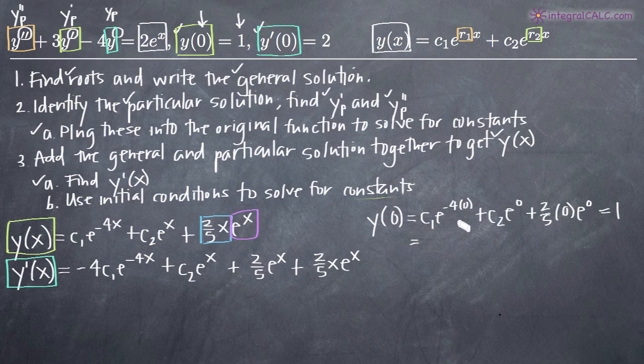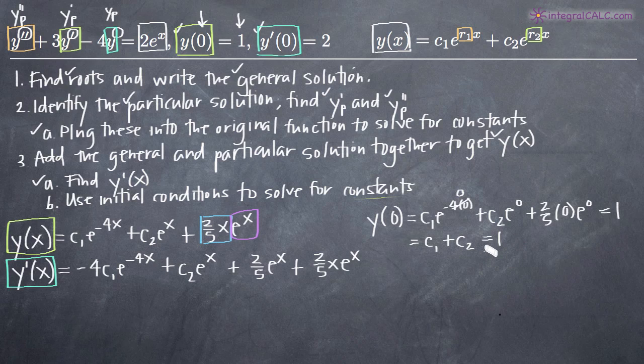When we solve this, we'll get here e to the 0. Anything raised to the 0 power is 1. So this e to the 0 is just going to become 1, which will just leave us with c sub 1. Same thing here, e to the 0 gives us 1, so we end up with c sub 2. And this whole third term, 2/5 times 0 times e to the 0, will be 0, of course, so we'll just get c sub 1 plus c sub 2 is equal to 1.